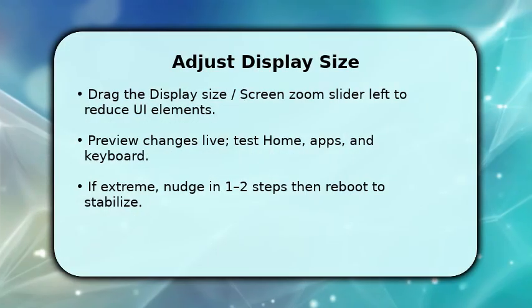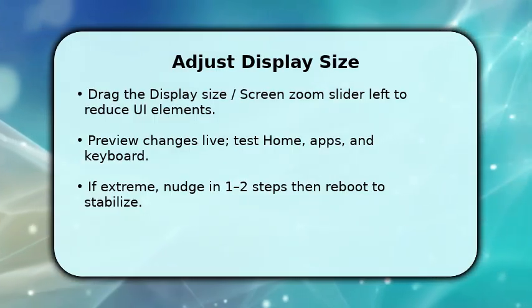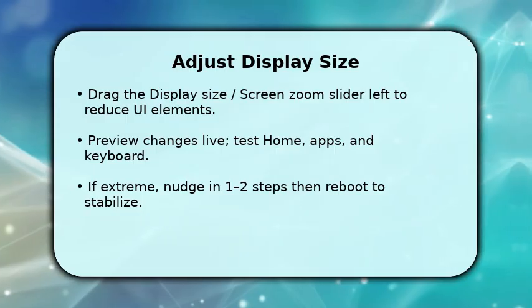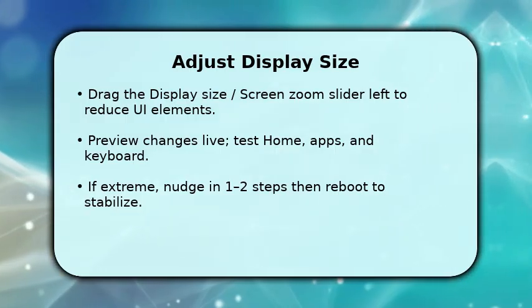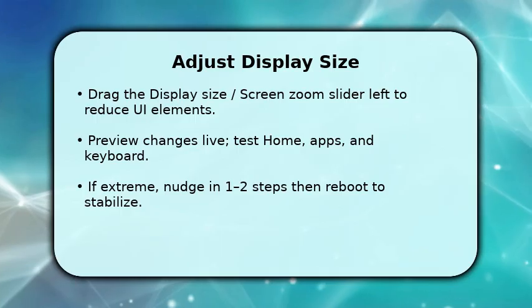Move it slowly and watch the live preview change icons, text, and touch targets. That preview is exactly how apps will behave. Once done, navigate to Home and open a few apps and the keyboard to confirm readability and tap accuracy.